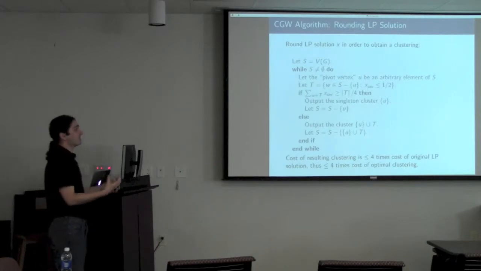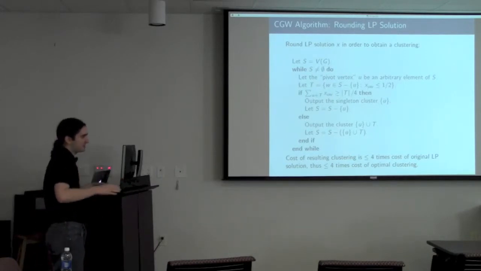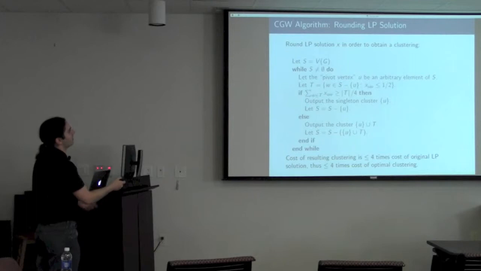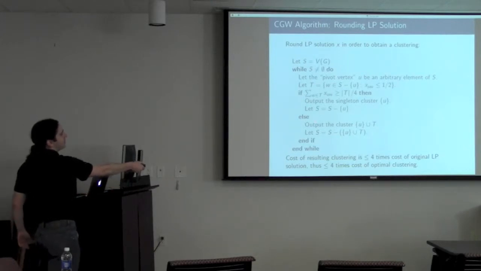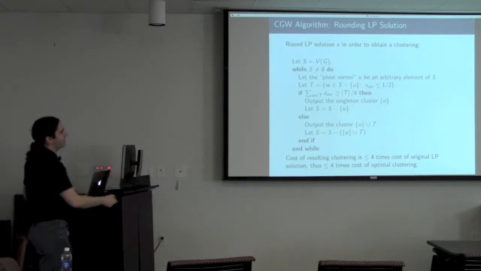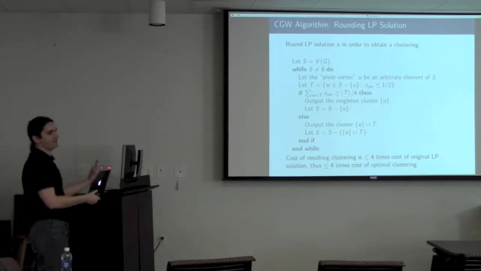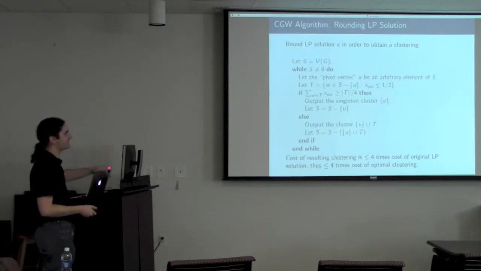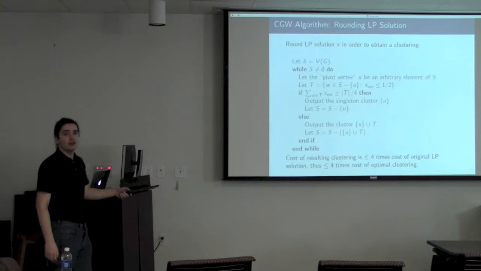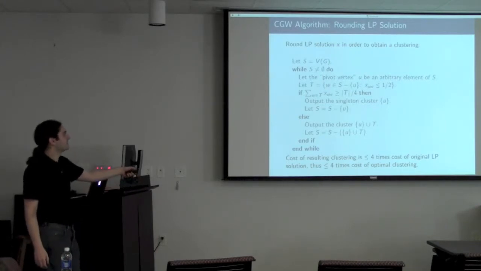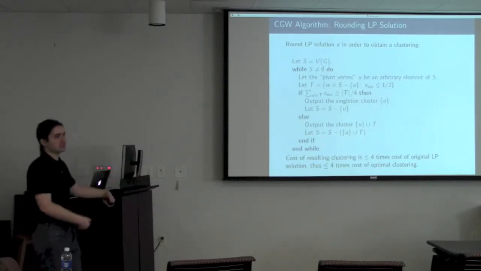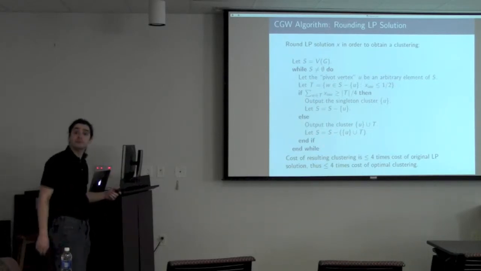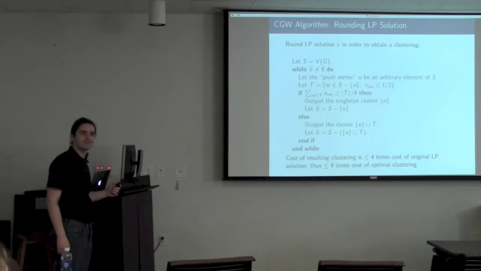Now, it might be that everyone in your candidate cluster is still pretty far away from you. If it happens that the average distance from you to the elements of T is still at least a fourth, then we say, well, no one really wants to be close to U. Just cluster U on its own and kick it out of the active set and keep going. Otherwise, the average distance is fairly small, and so we cluster U with T, kick all those out of the active set, and just keep doing this. These sad little singleton clusters.